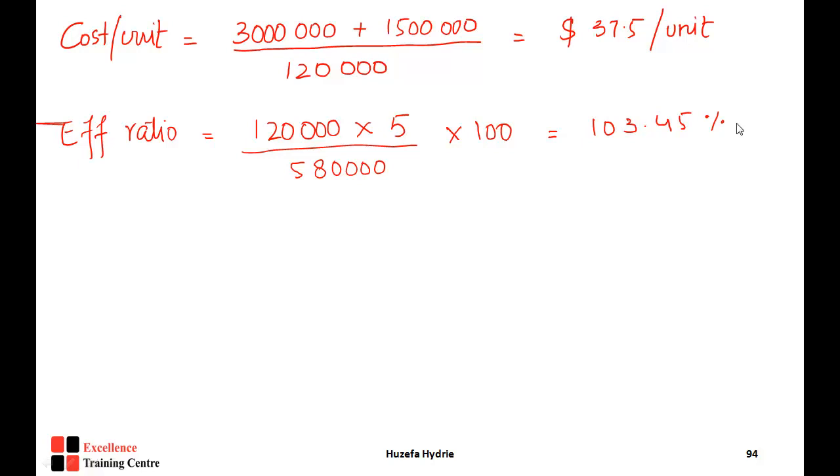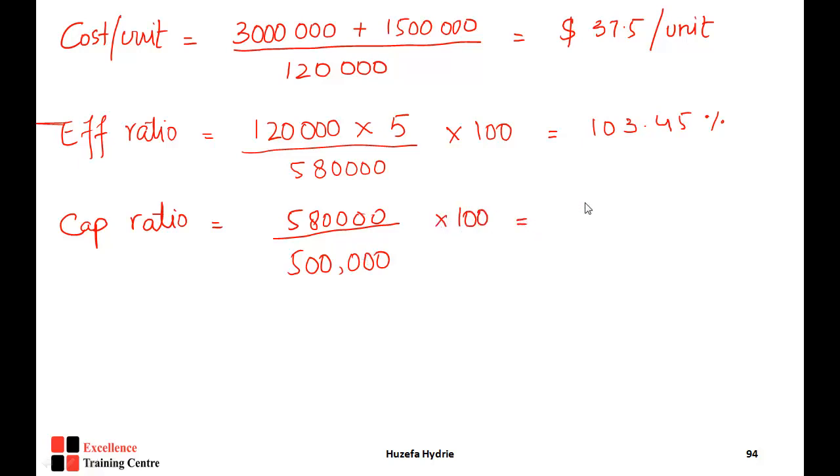Now the next is capacity ratio. And the formula is actual hours divided by budgeted hours. Actual hours remain the same, 580, divided by budgeted. Do we have budgeted hours? Yes, those are 500,000. And how do we calculate it? 5 per unit multiplied by budgeted production, that is 100,000. So that gives us 500,000. 116%. So what does that indicate? It indicates that our labor has more capacity than what we have budgeted.